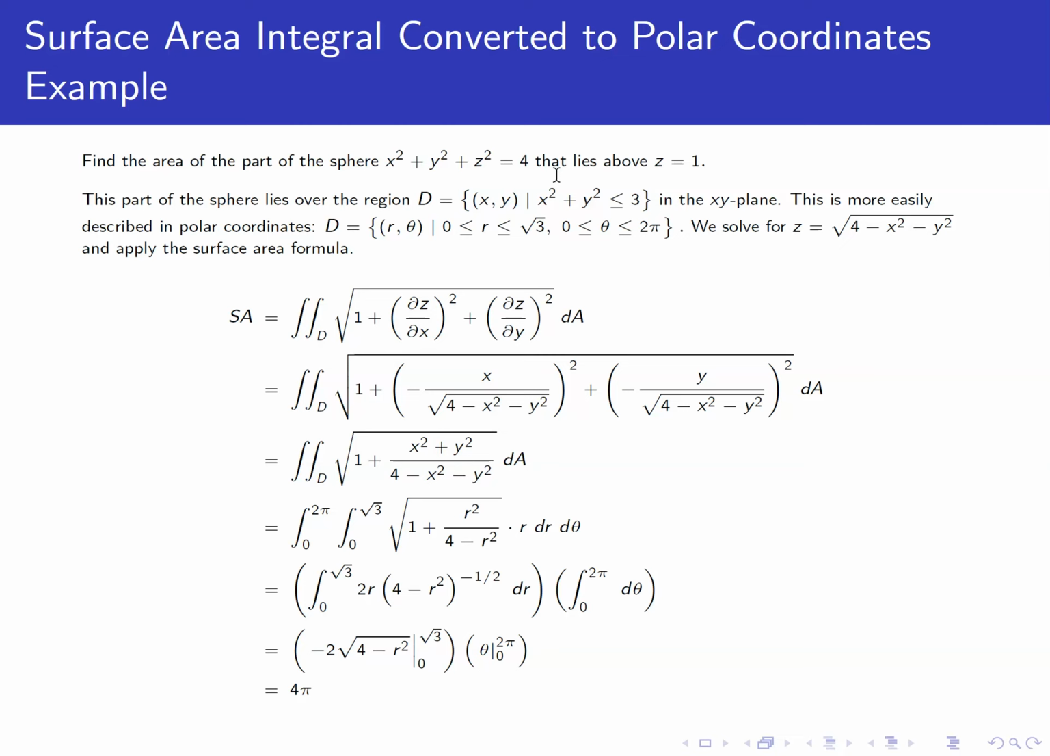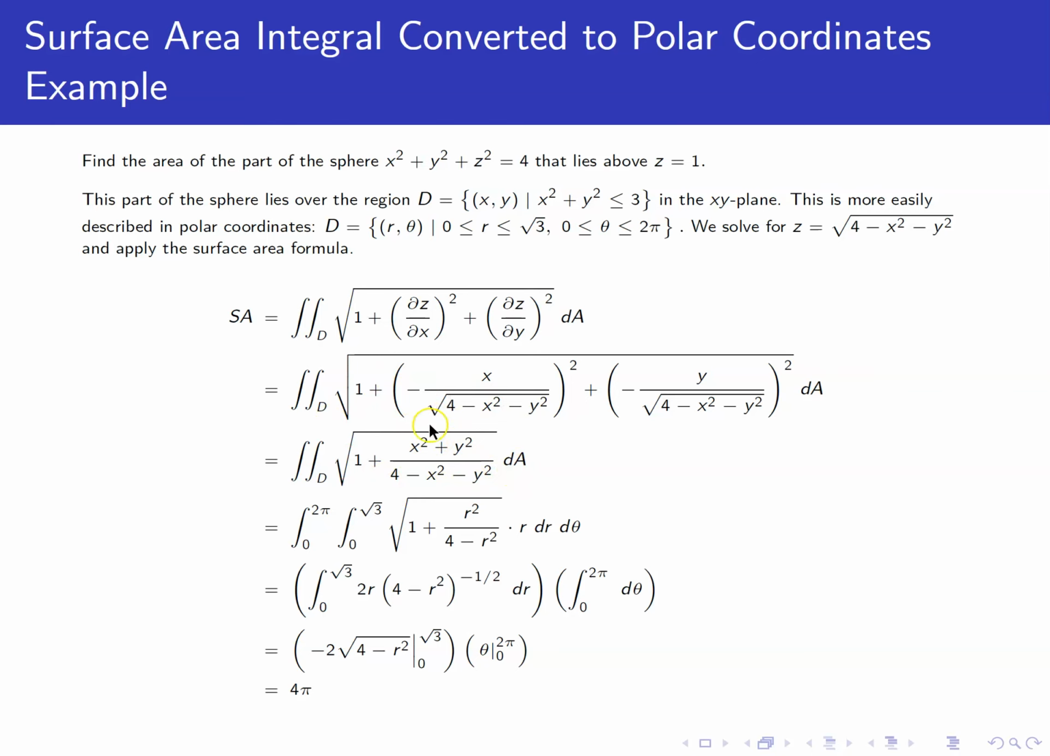So when we do that, our partials for x and y respectively look a lot alike. We'll just have an x in the numerator for the partial with respect to x and a y in the numerator when we do the partial with respect to y. If we square both of those and combine them, we get x squared plus y squared over 4 minus x squared minus y squared, and then a plus 1 in front because I didn't do anything with that plus 1 that's in front. All right, so now here's our integrand.